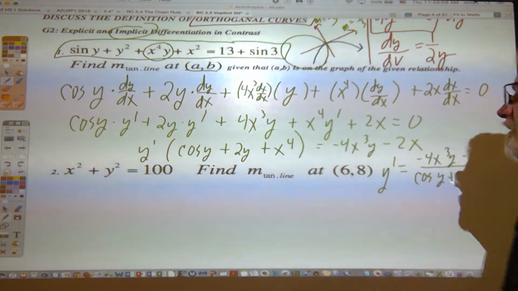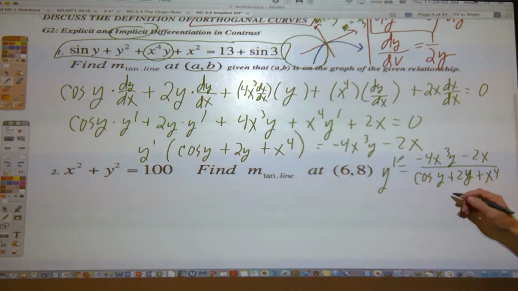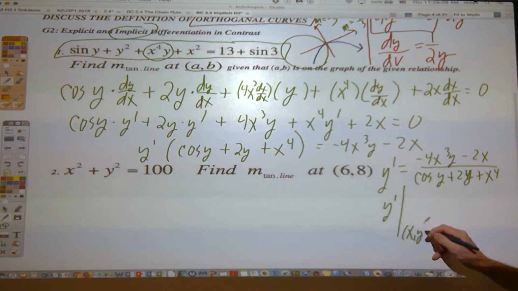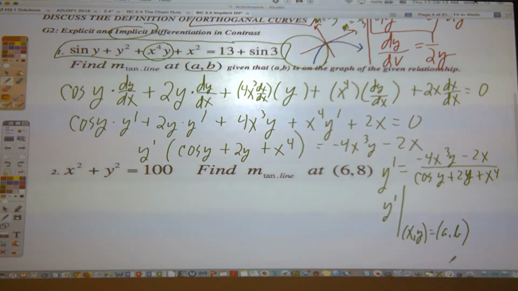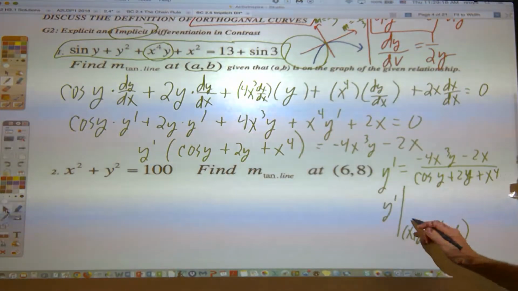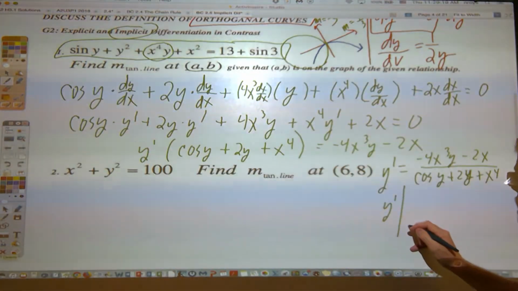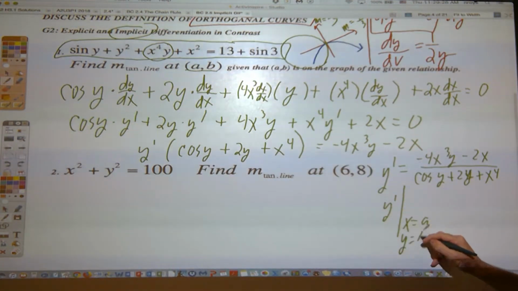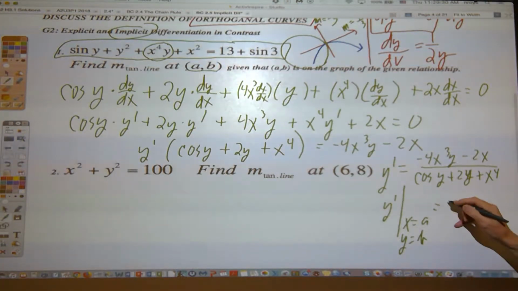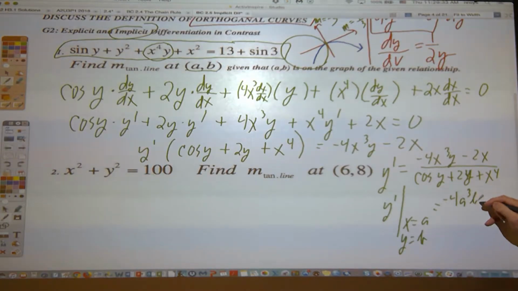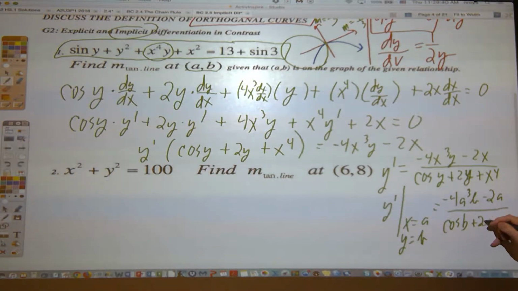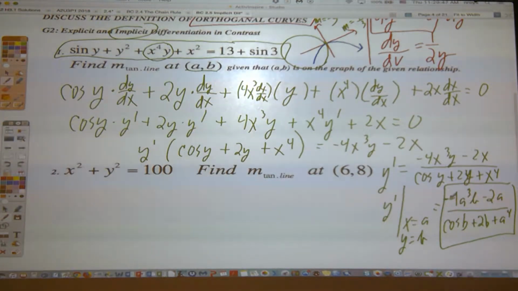By the way, to find the slope at the point a comma b, here's the symbol that we use. We say y prime, big vertical bar, evaluated at x comma y equals a comma b. Or, a more streamlined notation, evaluate it at x equals a and y equals b. So the final answer, the slope of the tangent line, is negative 4a cubed b minus 2a divided by cosine b plus 2b plus a to the fourth. That's the slope of the tangent line at the point a comma b, where a comma b is some point on the line.